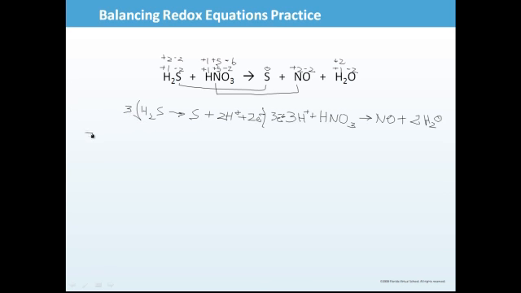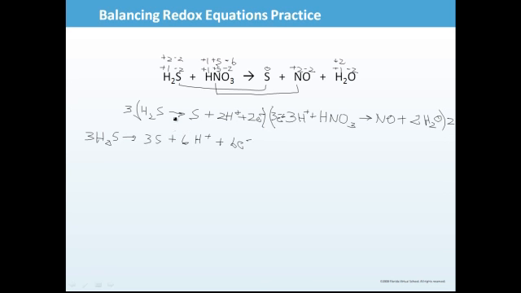So now I would have 3 H2S yields 3 sulfurs plus 6 hydrogens plus 6 electrons. And then for the second reaction, again, if I multiply one part, I have to multiply the entire thing by that same factor. So in this case, it's going to be 2.